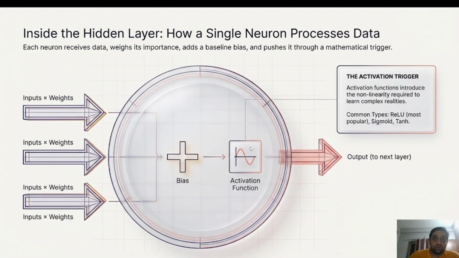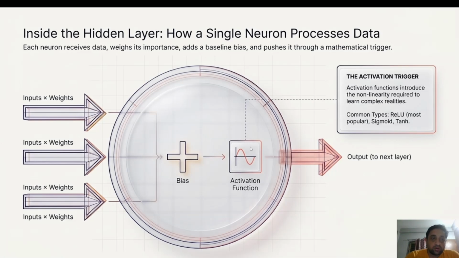Now, inside the hidden layer: how a single neuron processes data. Let's zoom in even further. We've seen the full network. Now let's look at a single neuron, because understanding this one unit unlocks the entire mystery of how these networks actually learn.